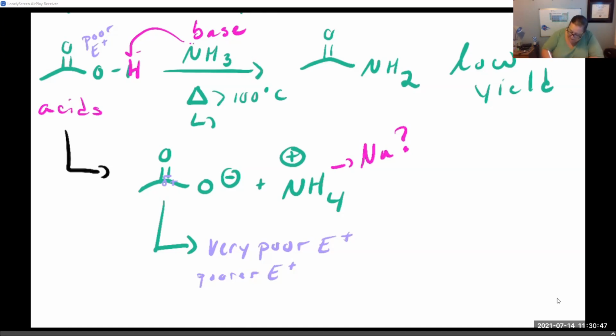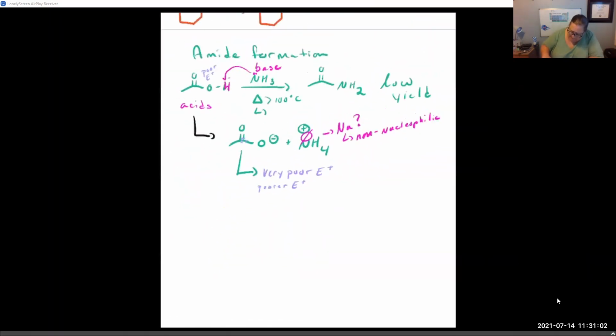And now the lone pair I did have is tied up in what? It's tied up in bonding. There is no lone pair. So now it's non-nucleophilic. And so does this happen?